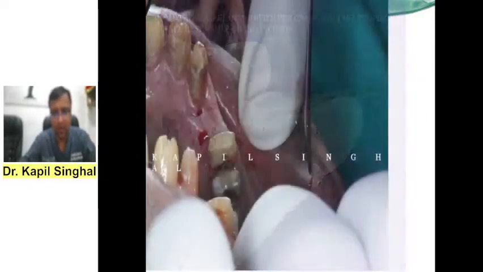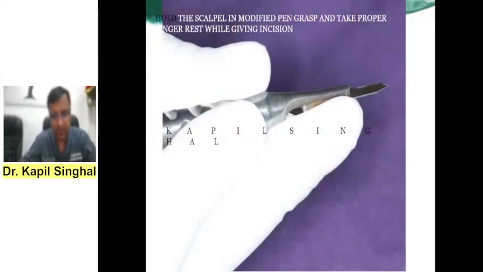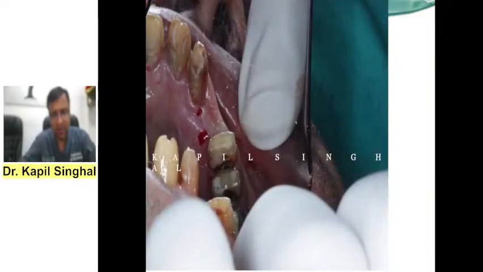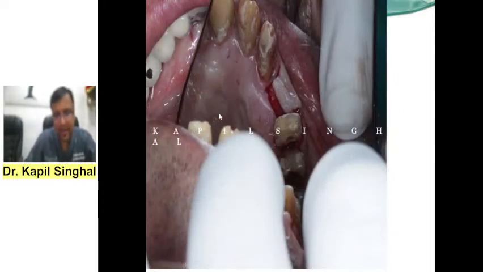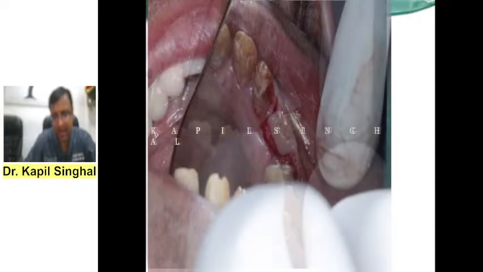Now once you have held the blade in a modified pen grasp, you will first give this incision. Now they can ask you this question: what incision technique is this? When you see the incision, I have not cut the papillas here. So this is a papilla sparing incision. When you see in your incision that the papillas are not cut, you can answer it's a papilla sparing incision.